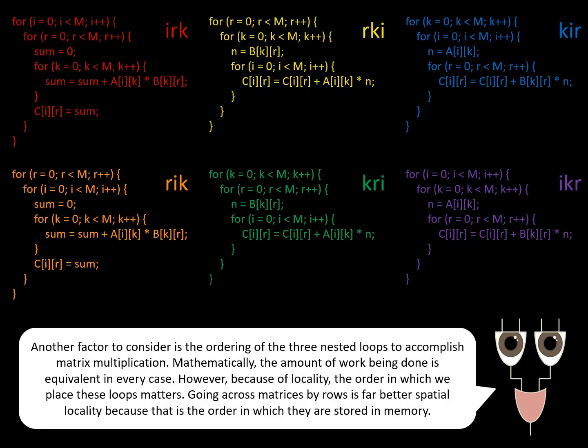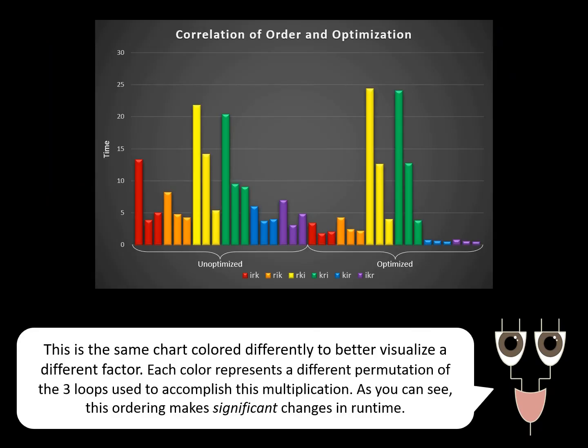Another factor to consider is the ordering of the 3 nested loops to accomplish matrix multiplication. Mathematically, the amount of work being done is equivalent in every case. However, because of locality, the order in which we place these loops matters. Going across matrices by rows is far better spatial locality, because that is the order in which they are stored in memory. This is the same chart colored differently to better visualize a different factor. Each color represents a different permutation of the 3 loops used to accomplish this multiplication. As you can see, this ordering makes significant changes in runtime.